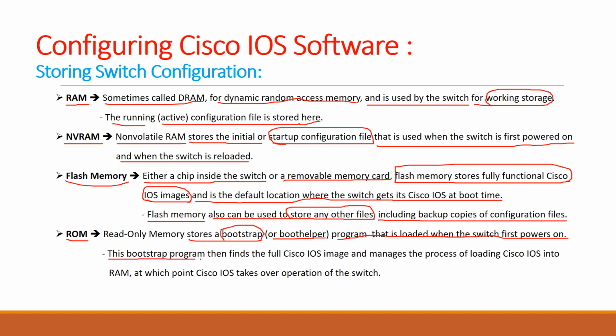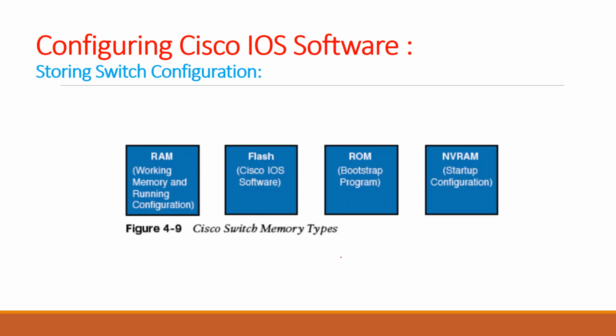This bootstrap program then finds the full Cisco IOS image and manages the process of loading Cisco IOS into RAM, at which point Cisco IOS takes over operation of the switch. So to summarize the function and the types of memory, the switch or router has RAM, flash memory, ROM, and NVRAM, these four types of memory.